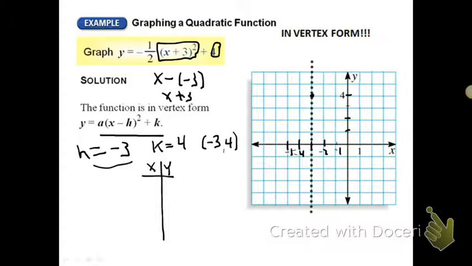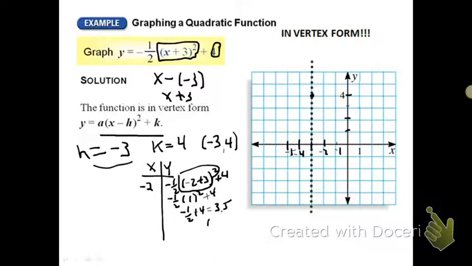Let's try plugging in something close by like negative 2. If I substitute in negative 2, I have to calculate negative 1/2 times (negative 2 plus 3) squared, then plus 4. If I simplify using the order of operations and work inside the parentheses, I'm going to get negative 1/2 times 1 squared plus 4. I know 1 squared is 1, so ultimately I get negative 1/2 plus 4, and that's going to be equal to 3.5. So when I plug in a negative 2, I get an output of 3.5.